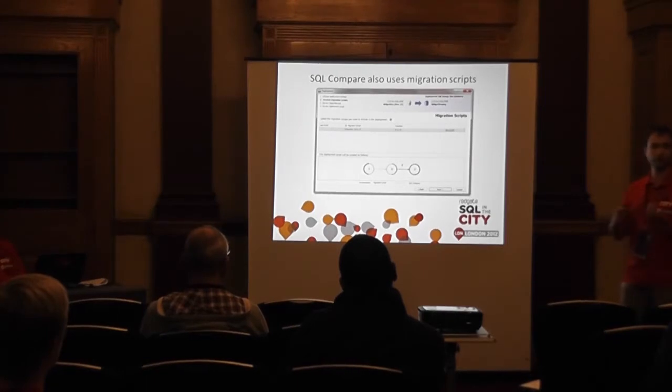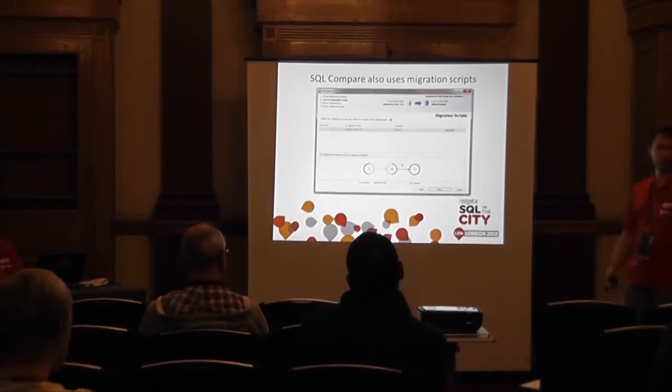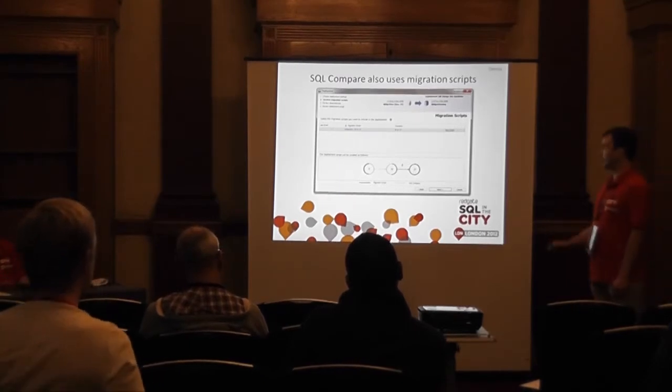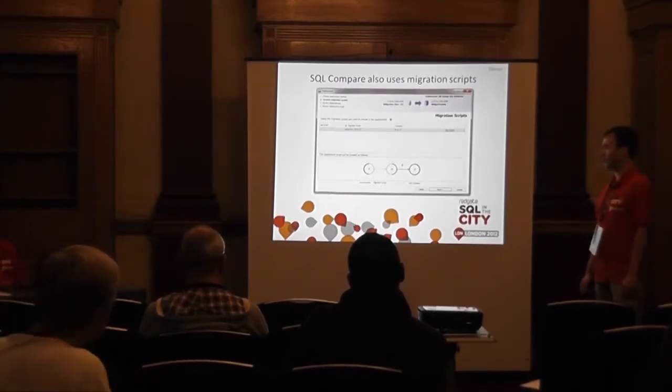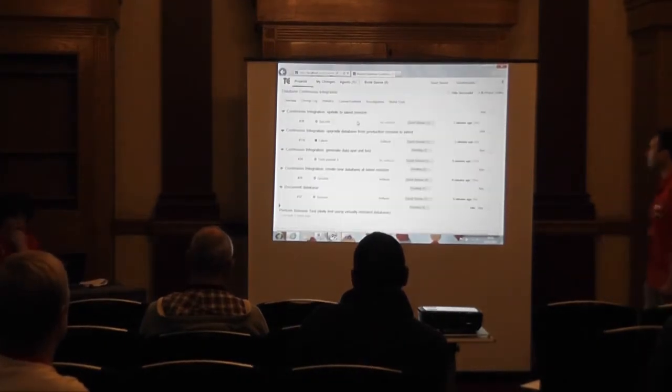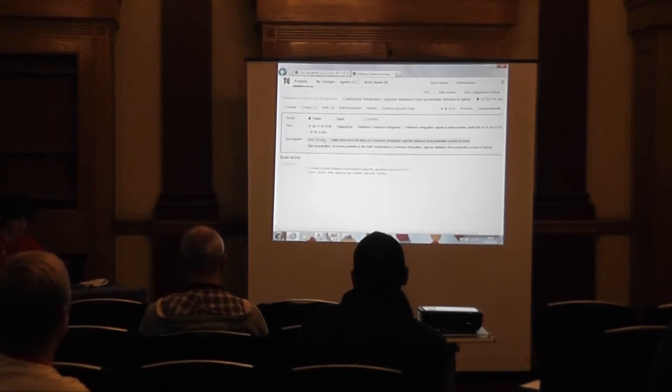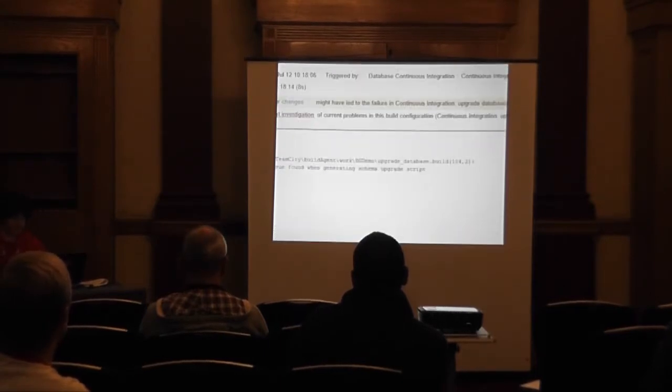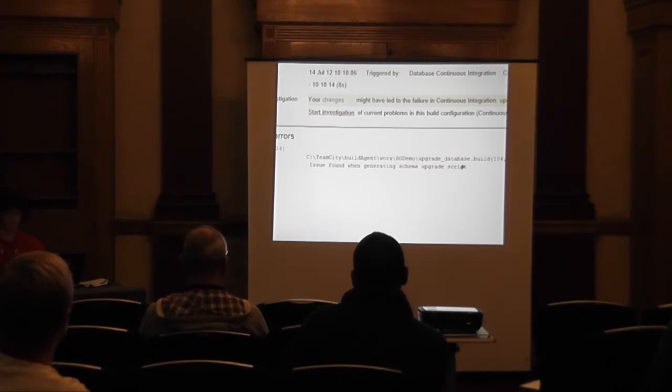So it knows to pull that information in, and in this case it appends it to the end of the auto-generated script. And we'll go back to see what our table rename has done to the continuous integration. So if we go back to TeamCity, we can see that the build has failed. And the build has failed because there was an issue found when generating the schema upgrade script.